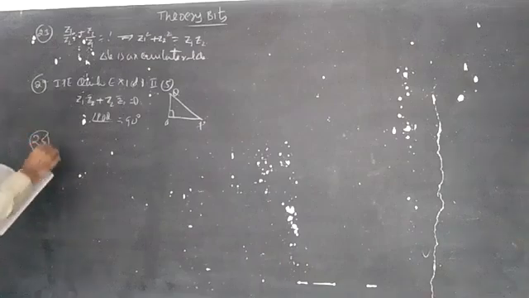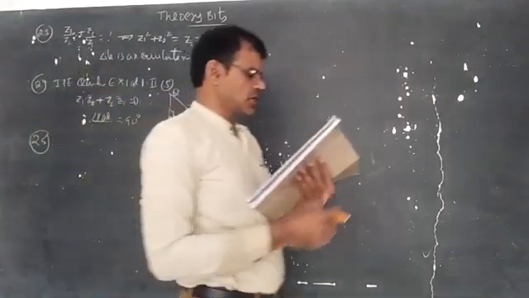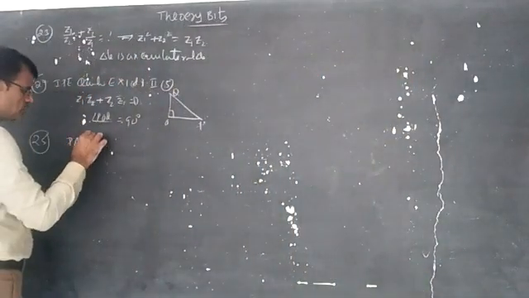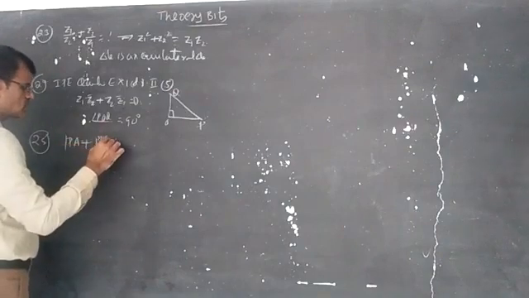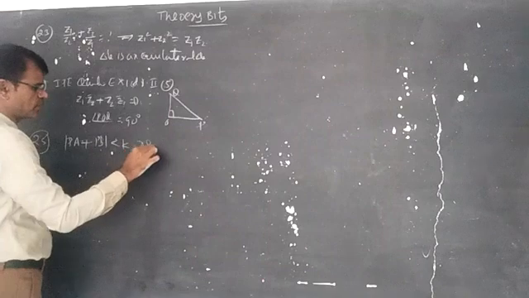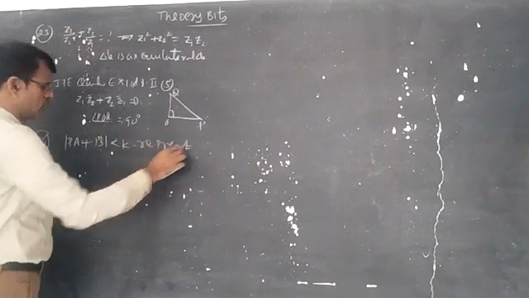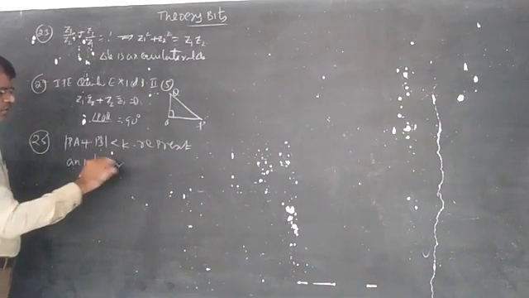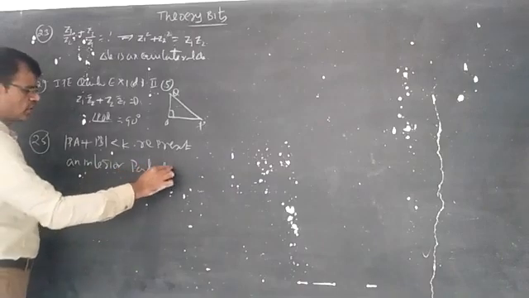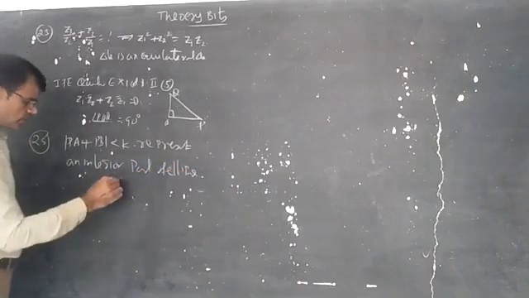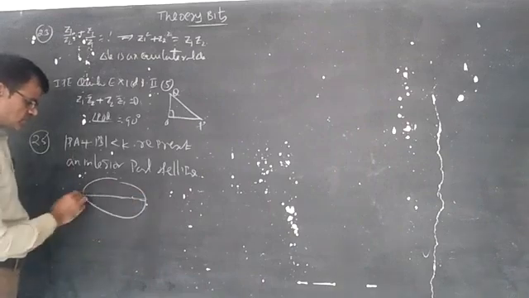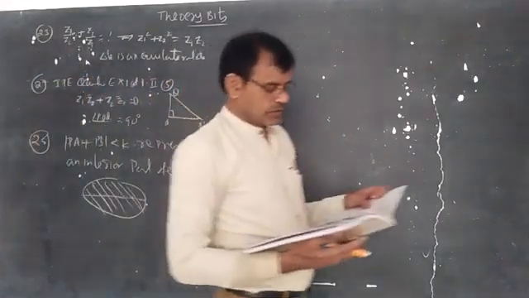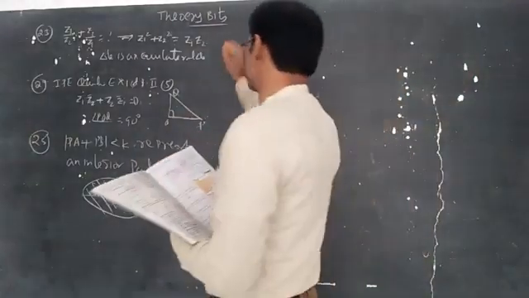Now the 25th question, the region. We know from the locus concept that PA plus PB is equal to k represents an ellipse. Whenever PA plus PB is equal to k, it represents an ellipse. Modulus of PA plus PB less than k represents the interior part of the ellipse, because it is PA plus PB less than k. Interior of the ellipse. Now the 26th one.